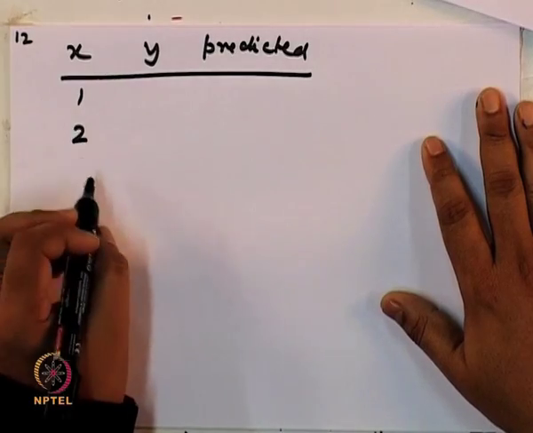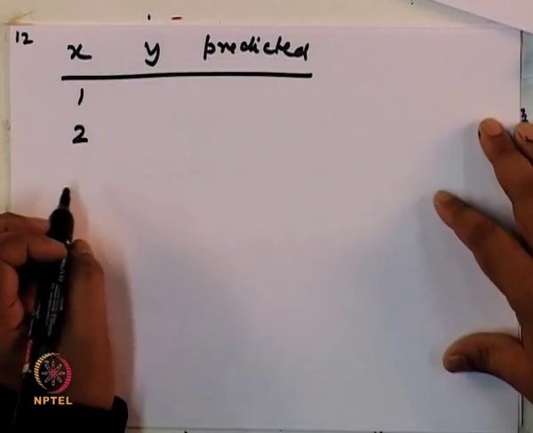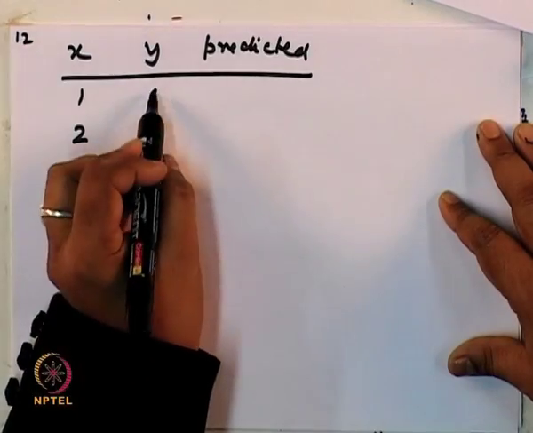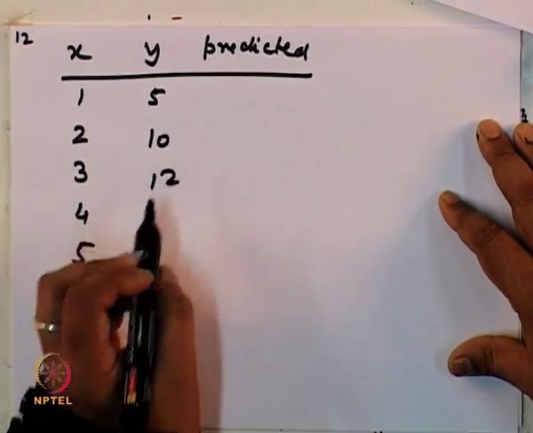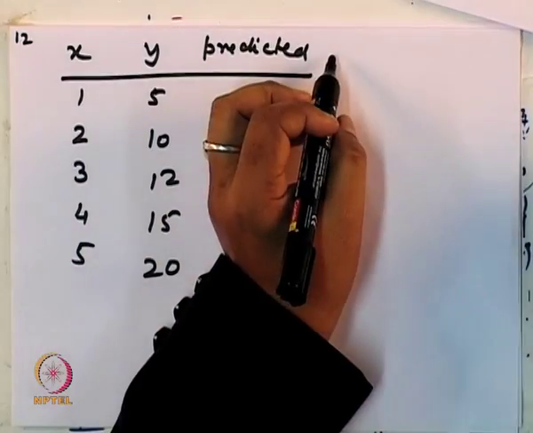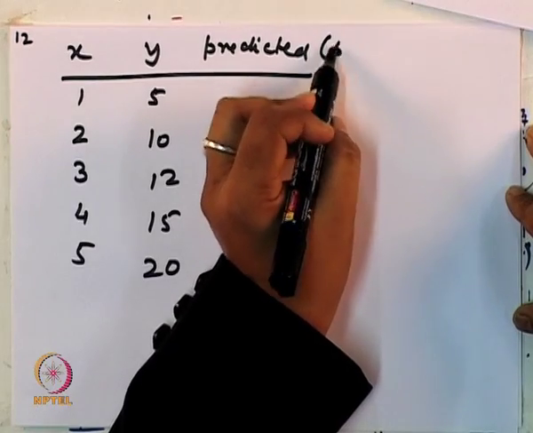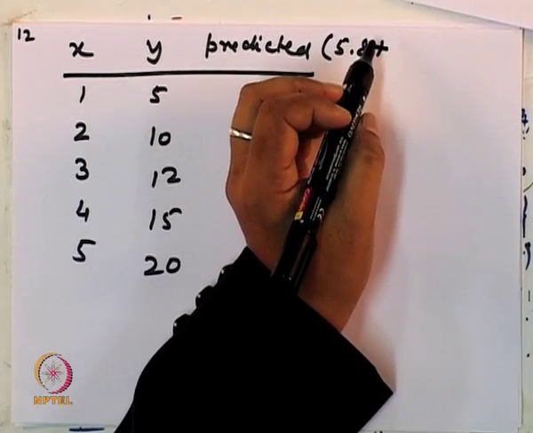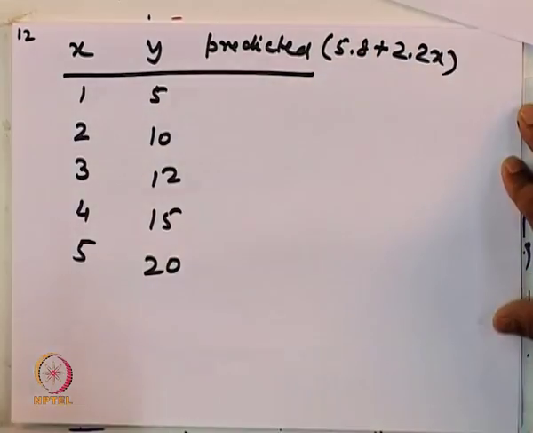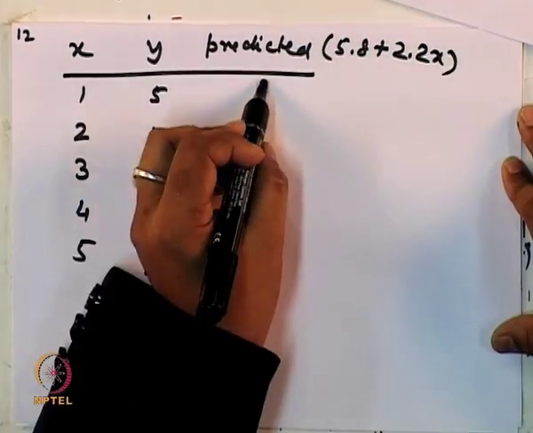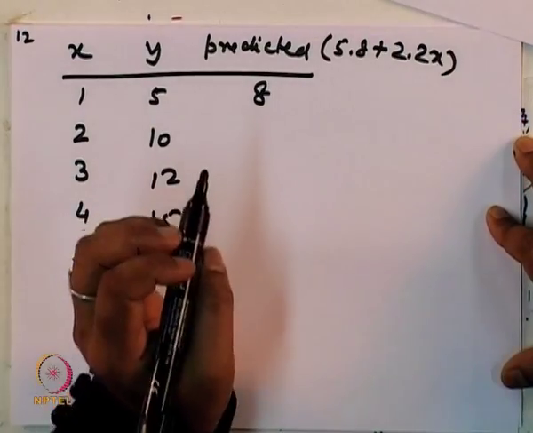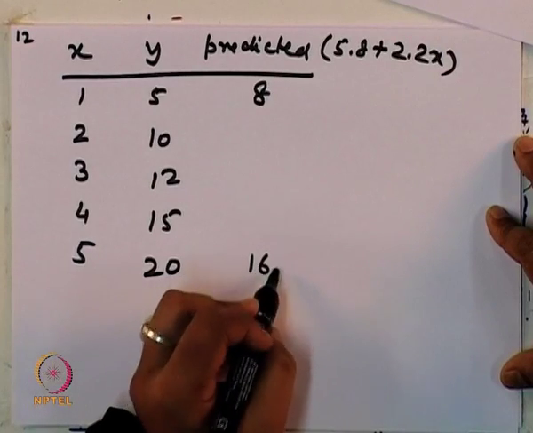I had x values 1, 2, 3, 4, 5. My y values are 5, 10, 12, 15, 20. So, my predicted equation is 5.8 plus 2.2 into x. Okay. So, what you see here, x equal to 1 is 8, and x equal to 5 is 16.8.